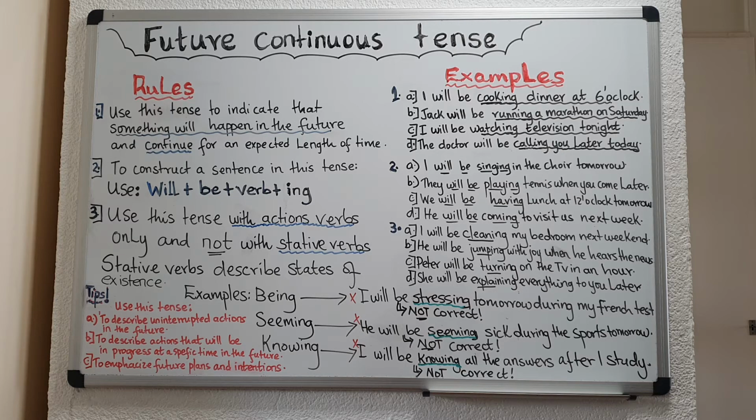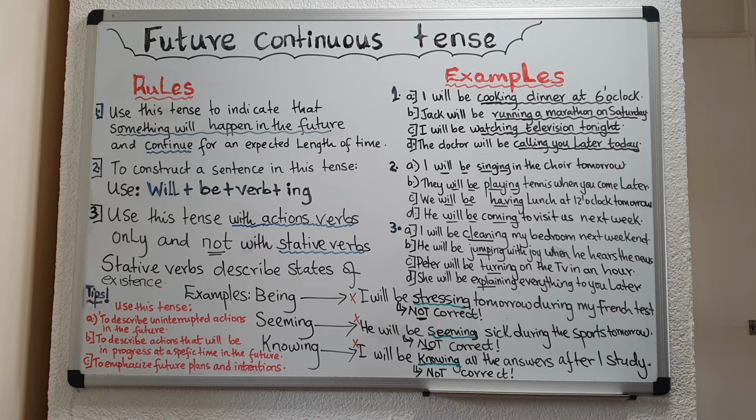And then D, it is making a call. Okay, so the doctor will be calling you later today. That's the plan, that the doctor will call you. But that will continue for an unexpected length of time. So always use the future continuous tense when you want to talk about something that you're planning to do in the future and something that you have no idea how long it's going to take you to actually complete.